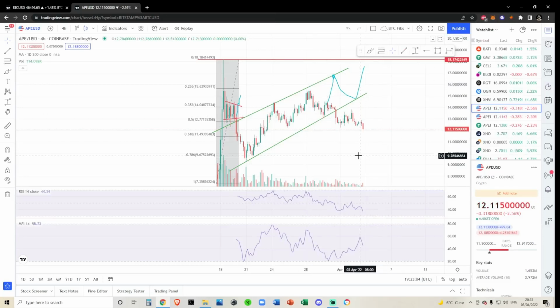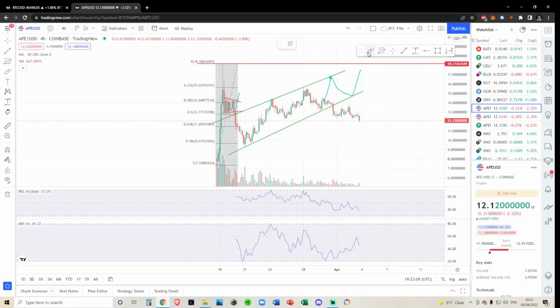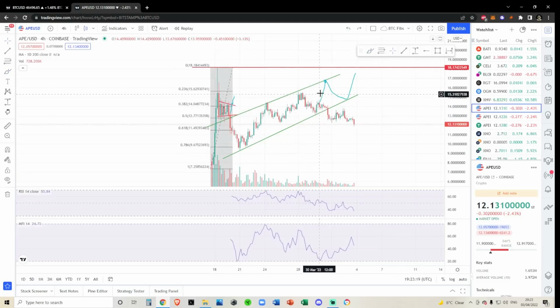Alright, quick update on ApeCoin. So in the last couple of videos we were talking about the fact that the market structure was intact for ApeCoin. We were proceeding something like this where we were just stair-stepping to the upside, and since the last video where we were talking about this stair-step accumulation to the upside, we have broken out of the bottom of this channel, and in my opinion we have started to break market structure.